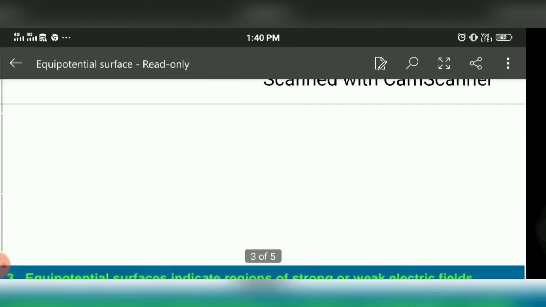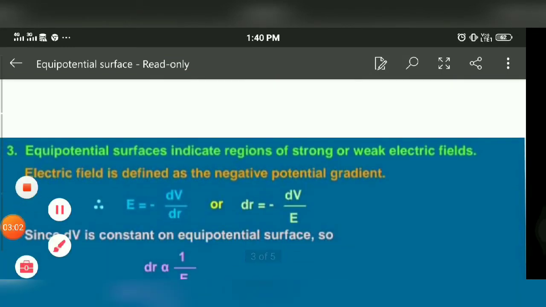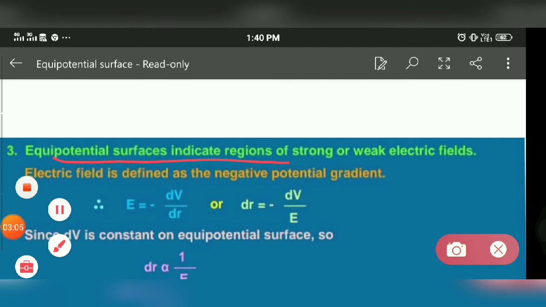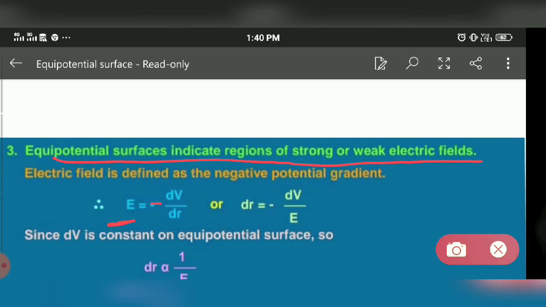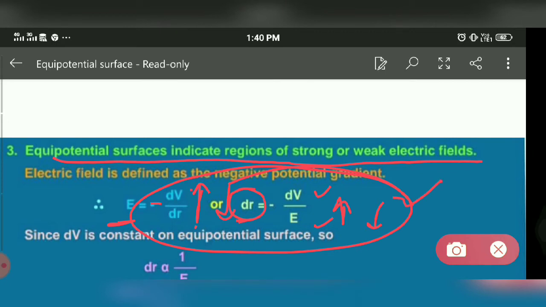Third property: equipotential surfaces indicate regions of strong and weak electric field. As the electric field is defined as E equals minus dV by dr, or dr equals minus dV by E, the less the dr, the more the E. The more the dr, the less the E. This point I will explain to you later.